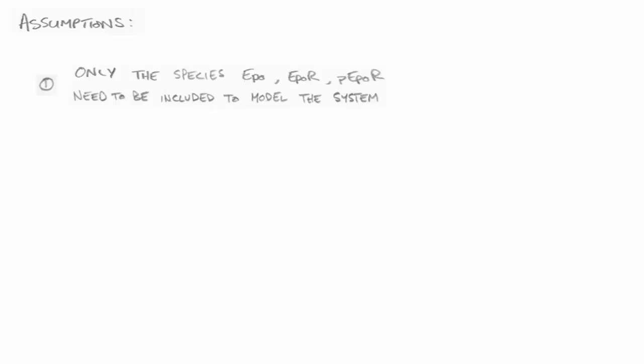Okay, so what assumptions are in that model? First of all, we're assuming that we can reproduce the system's behavior by only dealing with those three species: the EPO hormone, then the EPO receptor, then the phosphorylated EPO receptor.